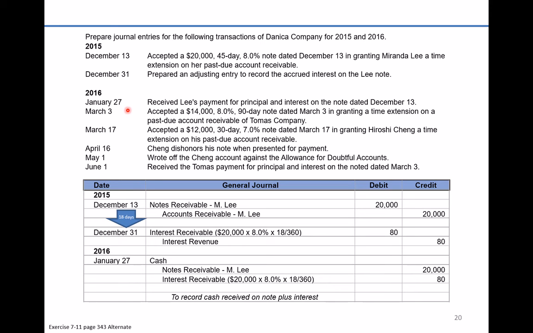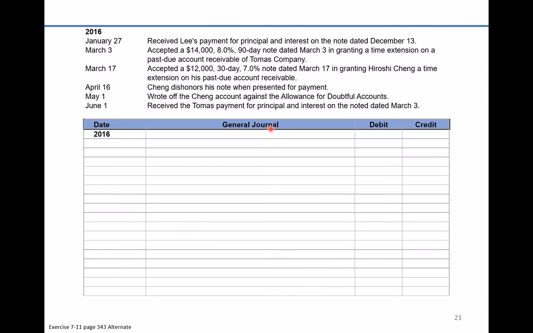That $80 is going to get paid off. Plus there's going to be 27 days more of interest that Mr. Lee also has to pay. So to calculate that additional interest cost, $20,000 times 8% times 27 over 360 gives us additional amount of interest of $120. So we simply add all that together, and the amount that Mr. Lee has to pay on January the 27th to pay off his note dated December 13th is $20,200. Let's move to our next transaction.